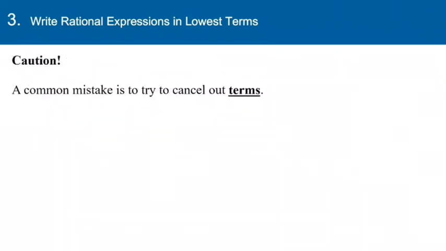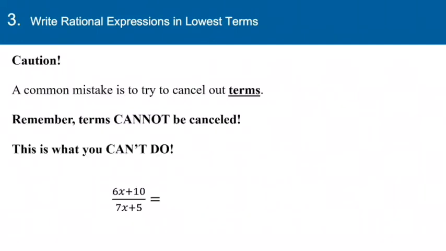Okay, I know I'm beating this drum pretty hard here, but I really need to drive this home to you because this is one of the biggest mistakes people make when they're trying to simplify rational expressions, is they try to cancel out terms. And you cannot cancel terms. Terms cannot be canceled. So here's an example of what you can't do.